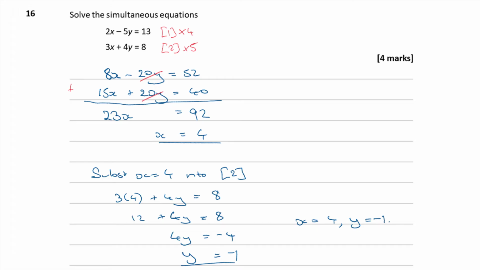Now, before you move on, it's always a good idea to double check because it's quite a complex algorithm, this one. So what we're going to do is sub x and y back into the equation I didn't use. So I used equation 2 to find y. So let's sub them both back into equation 1. Just double check that they're working. So check in 2 lots of 4, 2x minus 5 lots of minus 1, is that equal to 13? Well, 8 plus 5 is equal to 13. That is true, isn't it? So I know it works in equation 1, it works in equation 2. I'm pretty confident I got it right.